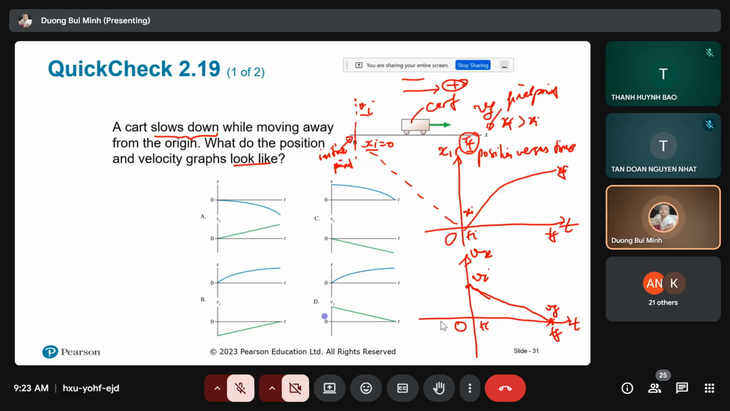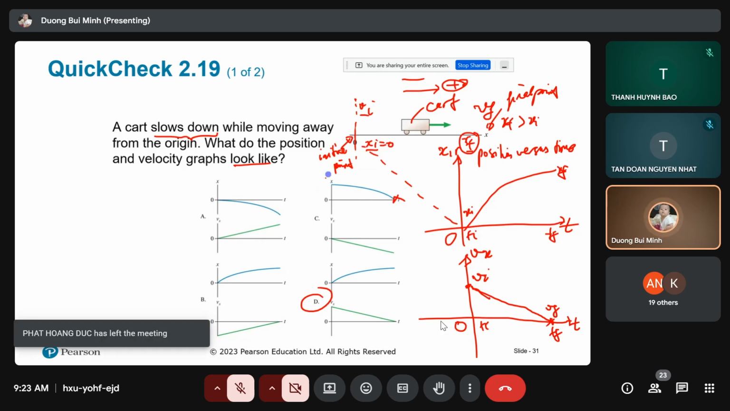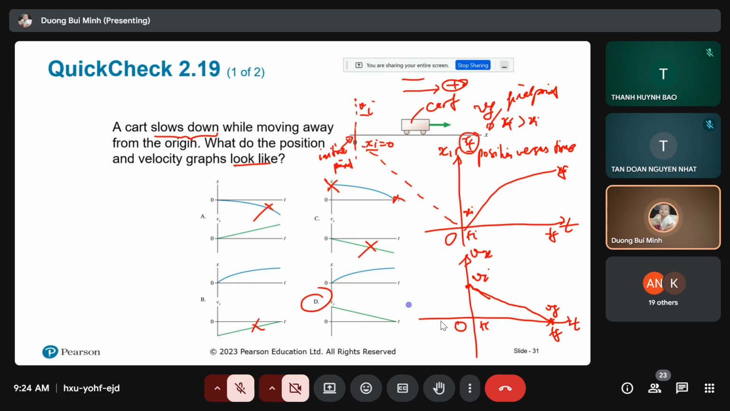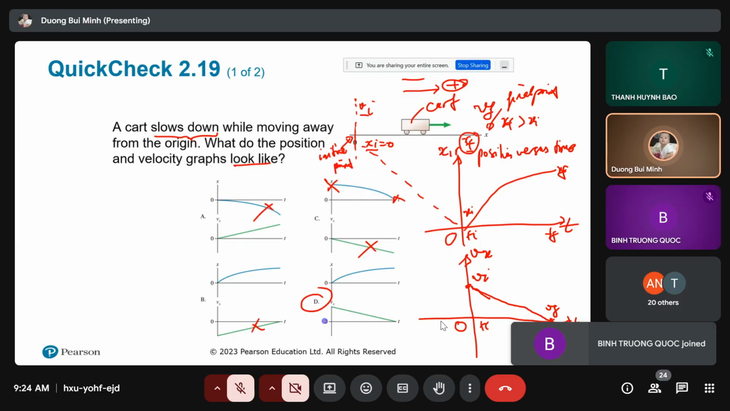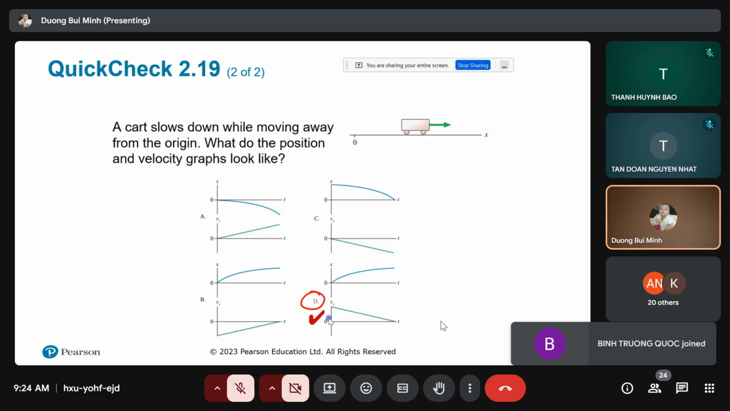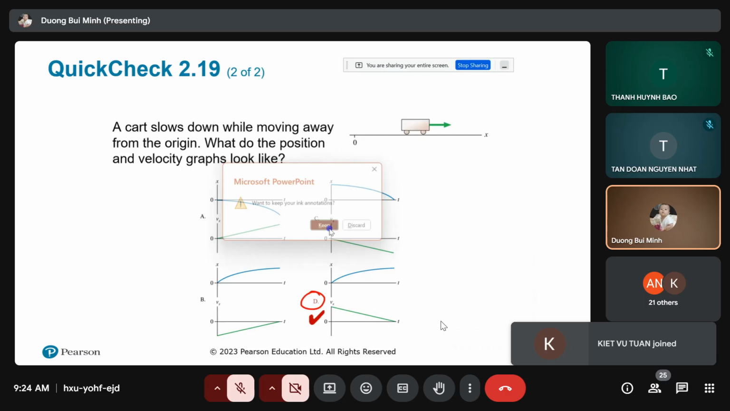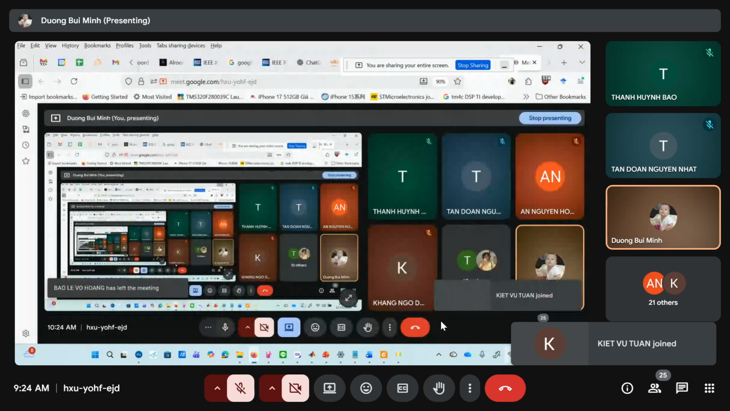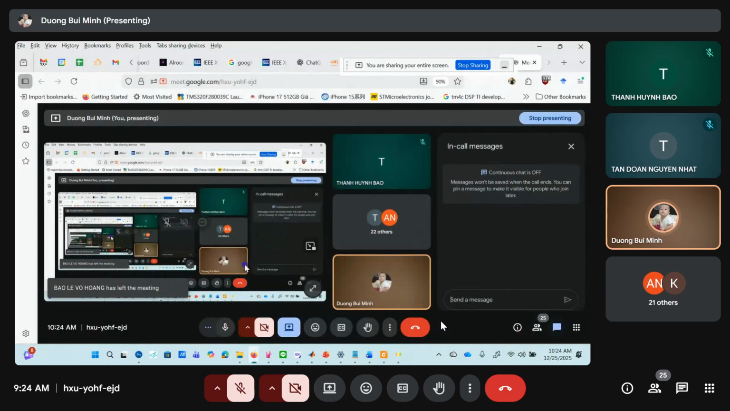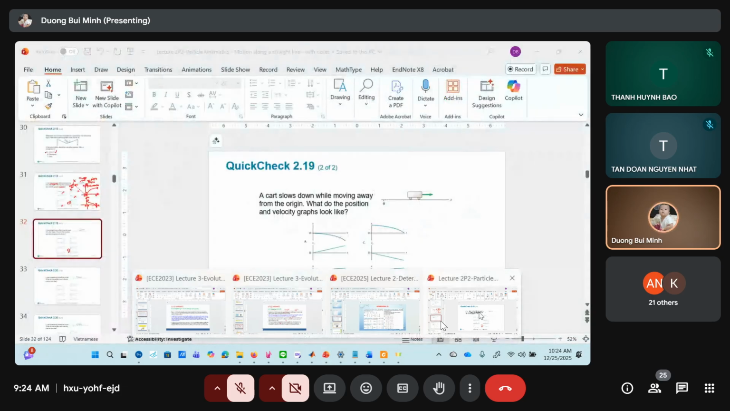So the correct answer will be here. This one is wrong because at the beginning, at the origin, x is not here. And vx negative is wrong because we follow this direction, so vx should be positive. This one is wrong, and this one is wrong. So the correct answer is D. Any questions so far? No questions. Next.